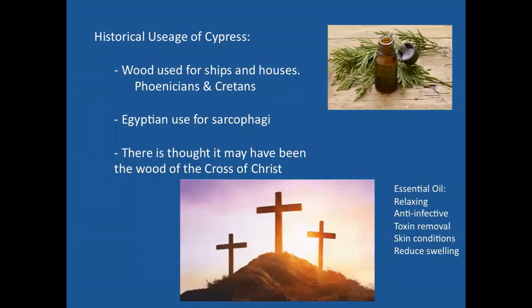So, historical uses of cypress. The wood of the cypress was used for ships and houses by the Phoenicians and the Cretans. The Egyptians used it for burial sarcophagi and coffins. And there are many people who think that it may have been the wood that was utilized for Christ on the cross, as well as the thieves on either side of him. It's a very, very strong, light wood. But the essential oil has relaxing effects, anti-infective effects, as we've seen already, helps aid the removal of toxins, lymphatic and circulatory system motions, skin conditions, and helps to reduce swellings in the body.